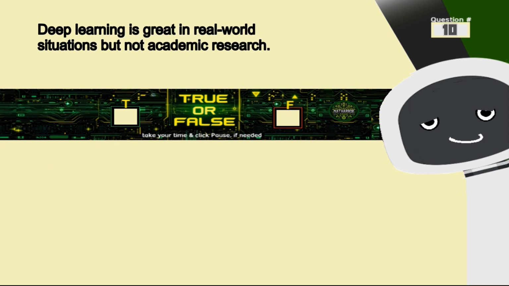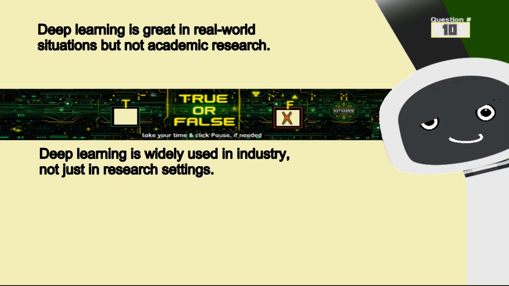True or false? Deep learning is great in real-world situations, but not academic research. That is false. Deep learning is widely used in industry and not just research settings. In other words, it is also used in research settings.